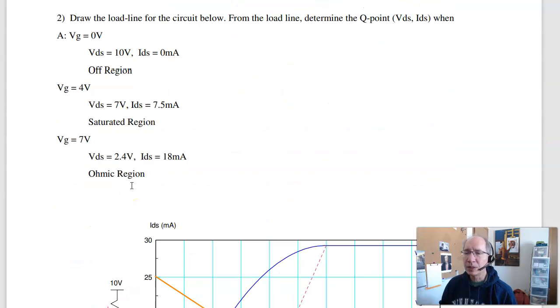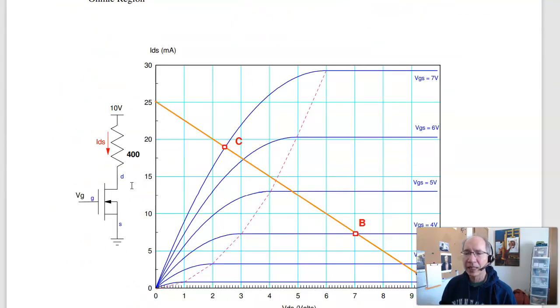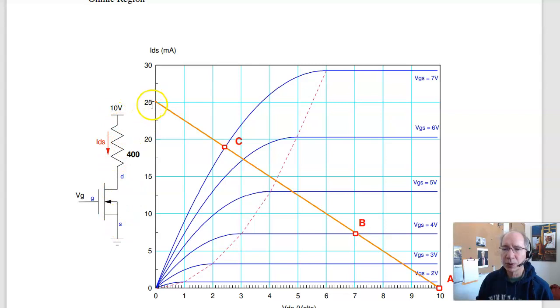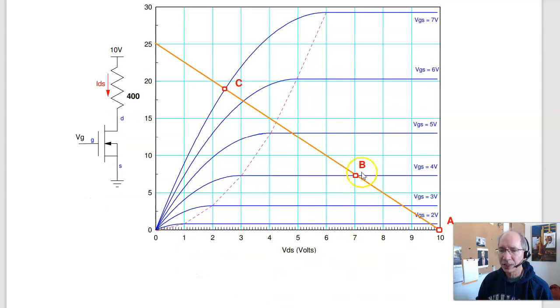Problem 2 says draw the load line and then label the operating point. The load line is when the current is 0, I have 10 volts. When the voltage is 0, I have 10 over 400, 25 milliamps. There's your load line. If VGS is 0 volts, I'm at this point A, I'm turned off. When it's 4 volts, I'm right here, and VDS is 4 volts. IDS is 7.5 milliamps-ish.